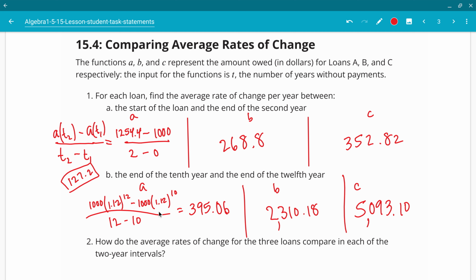Wow. So if you're only paying a 12% interest rate between years 10 and 12, it's still only increasing at a rate of almost $400 per year. But if you're paying a 30.6% interest rate, the amount that you're owing is increasing by $5,000 per year. Wow. That's a good reason to pay your credit cards off early and not let them sit there for 10 to 12 years.